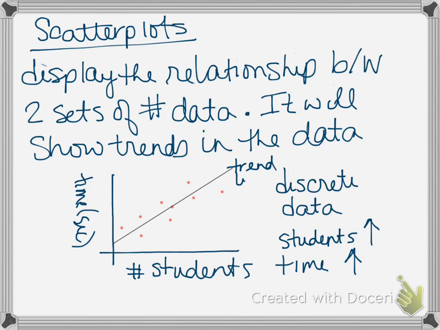So we can draw a trend line, aka line of best fit. And we can use our calculator, and we're going to talk about that tomorrow, like we did with point to point, where we can put some coordinates in and it's going to give us an equation that we can then use to estimate and predict.